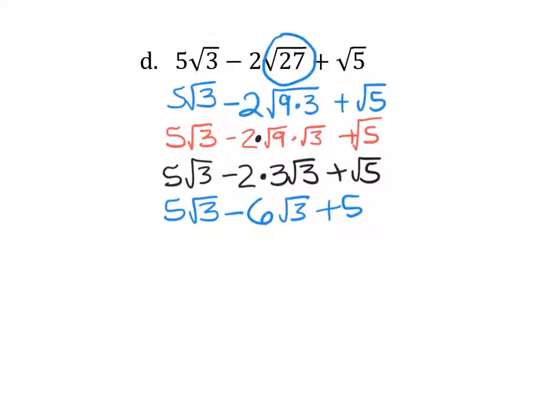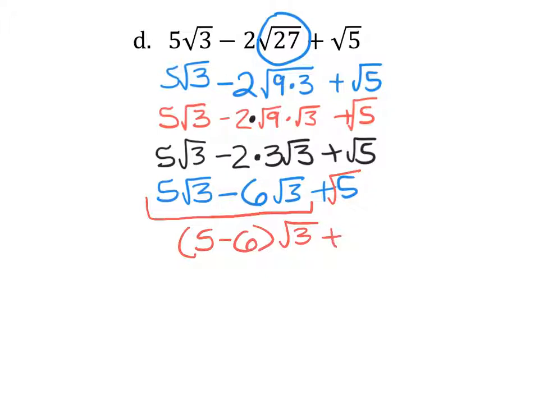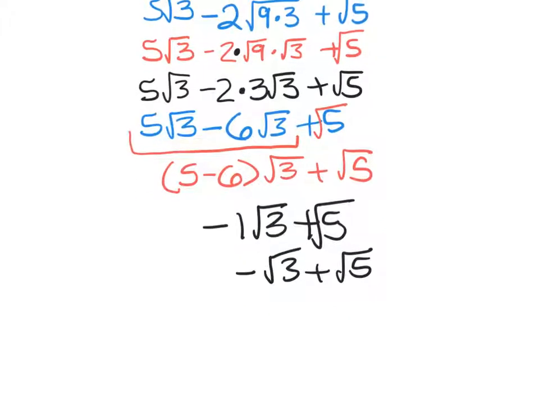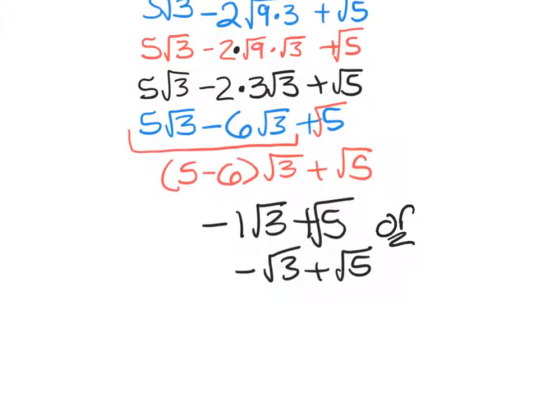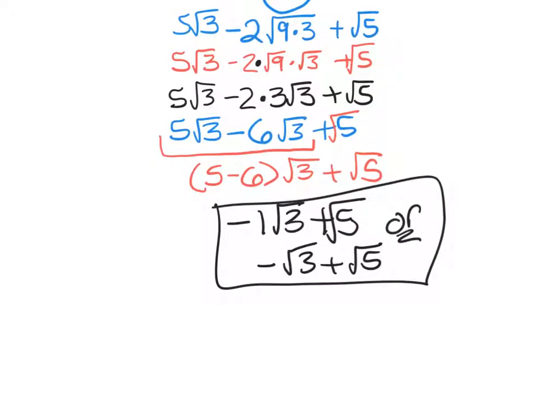And then the two terms that we can combine are the two with the square root 3's. So 5 square root 3 minus 6 square root 3. Which would give us a negative. You could write either negative 1 square root 3 plus square root 5, or if you want to just write negative square root 3 plus square root 5, that works. It's a personal preference if you want to actually write the 1 or not. Whatever way you want to do it. Okay. Any questions there?